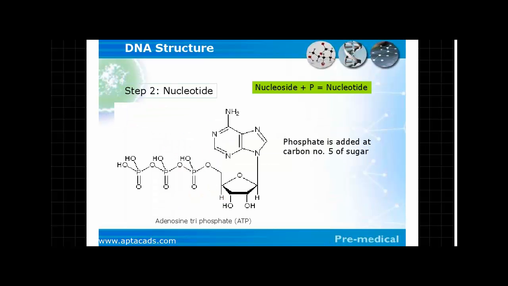In step 2, we will see the formation of nucleotide. For the formation of a nucleotide, one nucleoside binds with a phosphate group. So nucleoside and phosphate together form nucleotide. Here also the binding is very specific in nature, as we can see that this nitrogenous base is bound to carbon number 1, but the phosphate group is bound to carbon number 5.